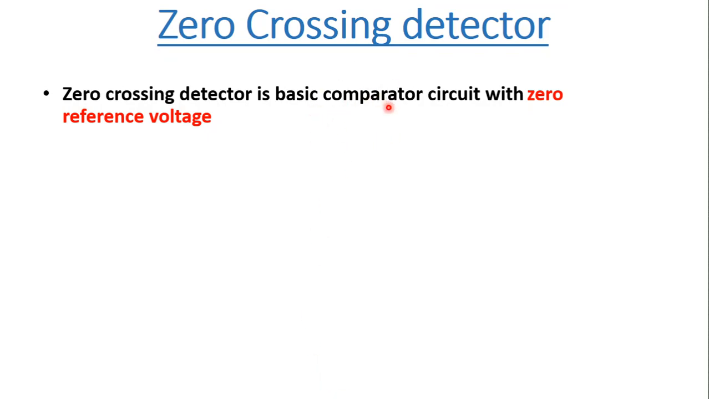We have already studied the comparator circuit, and we know that in the comparator there are two inputs. One is where we apply the signal voltage, and the other input is known as the reference voltage. So when we make the reference voltage equal to 0 in the comparator circuit, the comparator circuit becomes a zero crossing detector circuit. So a zero crossing detector is also a basic comparator circuit with zero reference voltage.